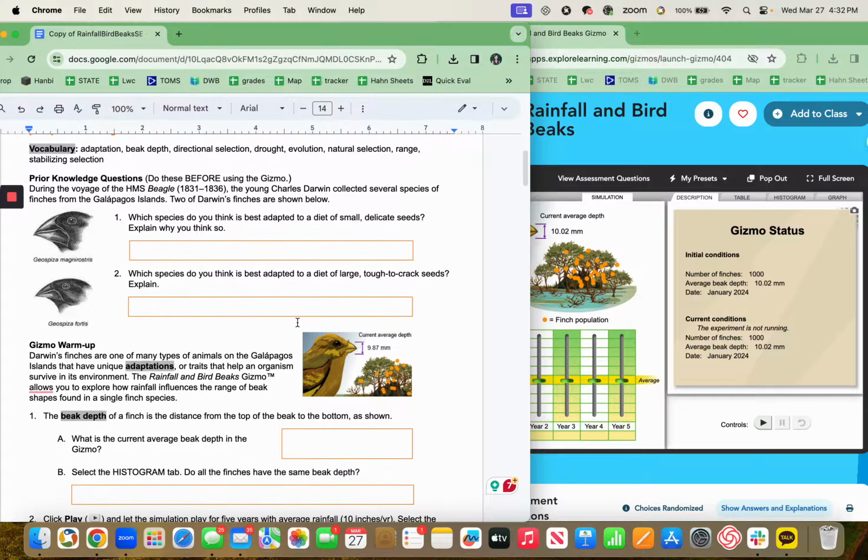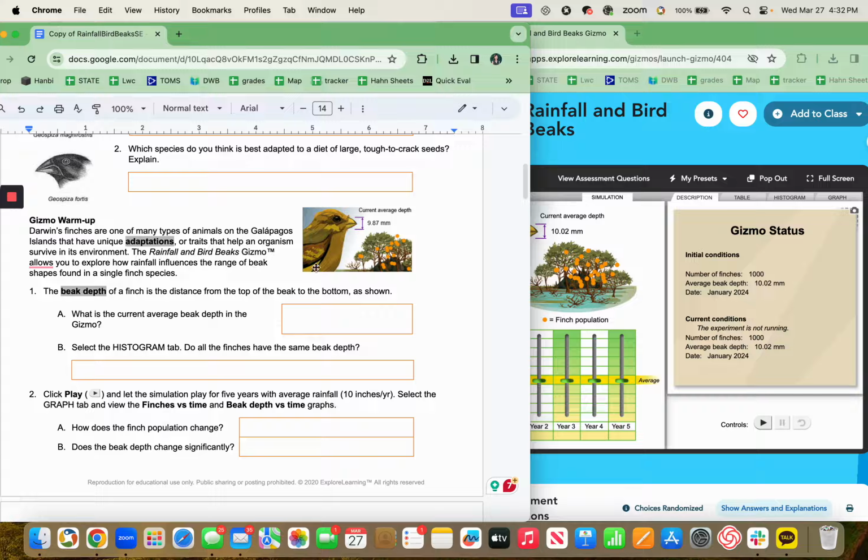And then we'll look at some finches that Darwin found on the Galapagos Islands when he was sailing around. He noticed all these different finches on different islands, and they seemed to be similar, but then there were some differences depending on climate and food sources on the island. So here he's measuring the beak depth of the finch.